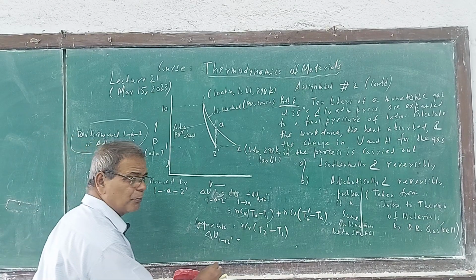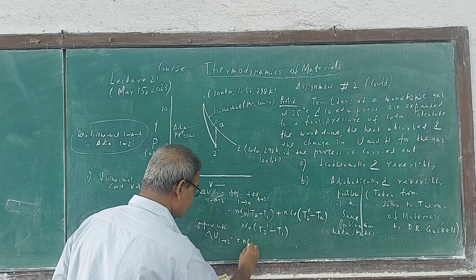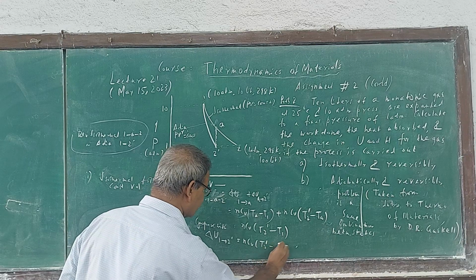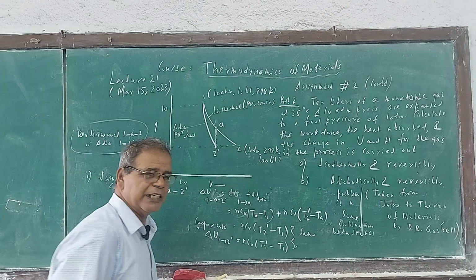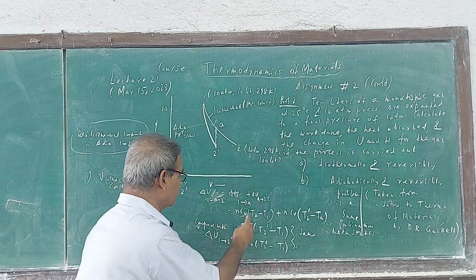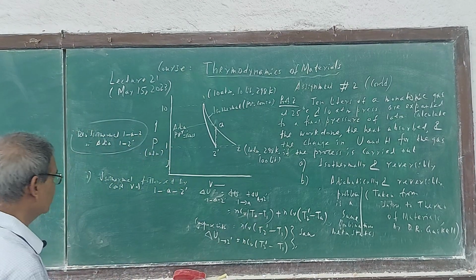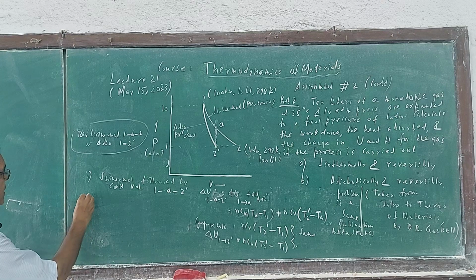Okay. What is delta U 2 prime? N CB T2 prime minus T, same result. Same, so you are fully satisfied. Here you may find out T. Okay, this. Start, other options. So this. Happy? Next is 2.